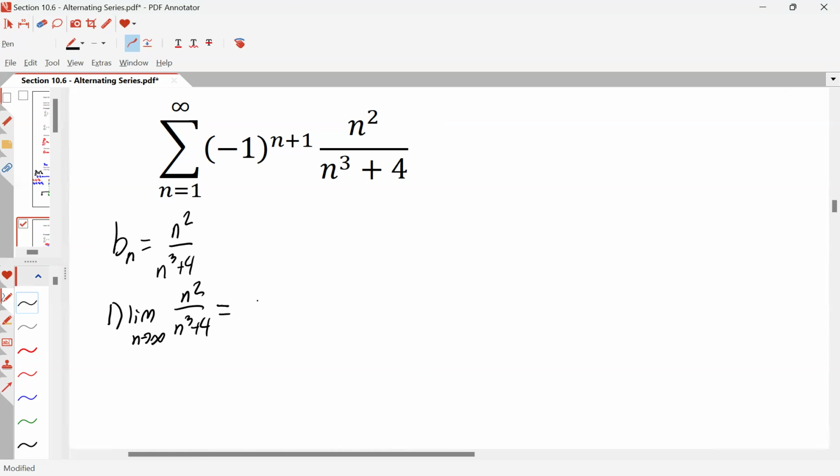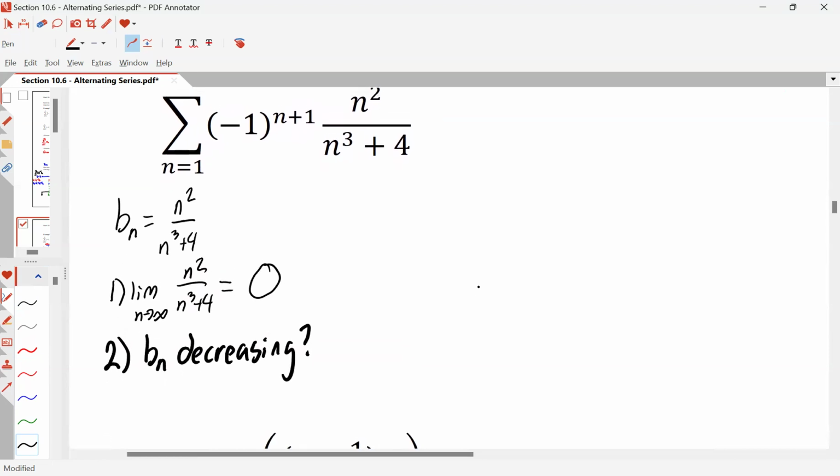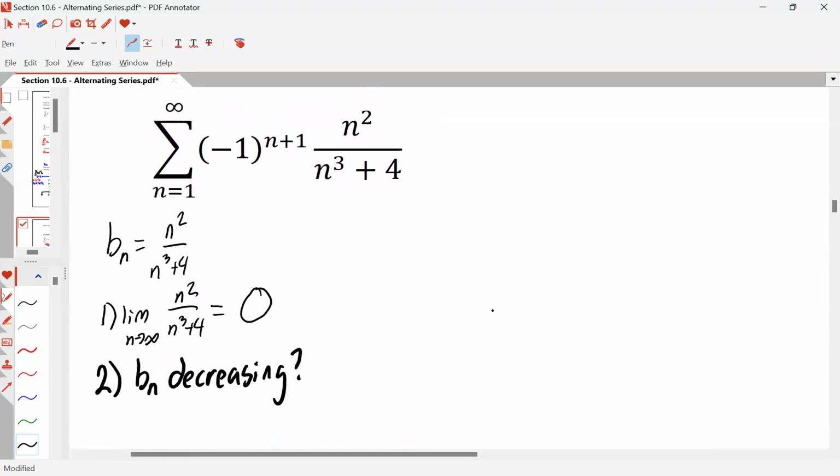We know this limit is going to be 0 because it's a rational function where the degree of the denominator is bigger than the degree of the numerator. So the limit is 0. Second, is b sub n decreasing? This is where we're going to use the first derivative test. So our function is x squared over x cubed plus 4.